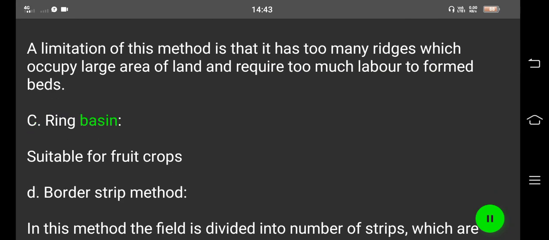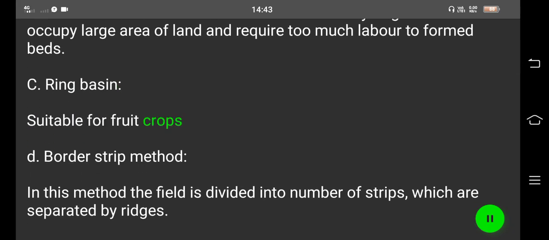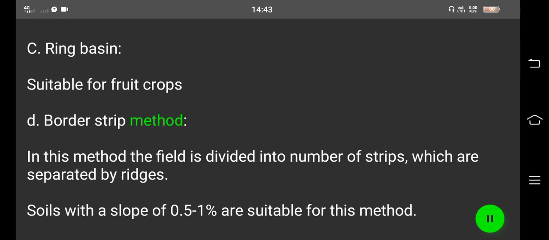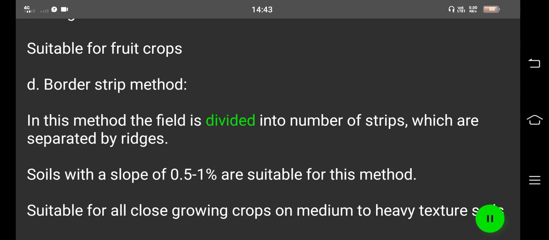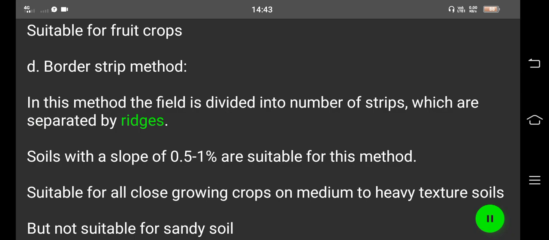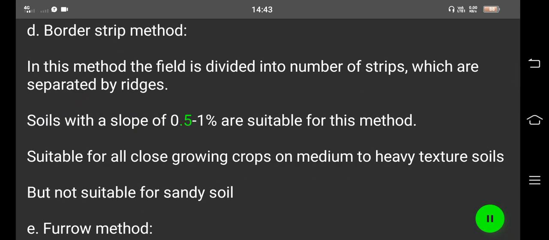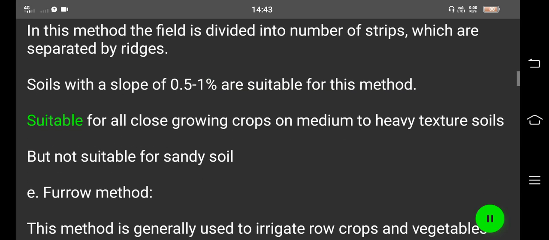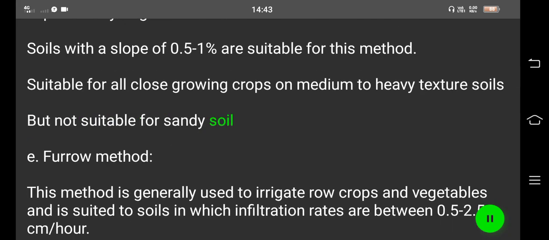C. Ring basin. Suitable for fruit crops. D. Border strip method. In this method the field is divided into a number of strips, which are separated by ridges. Soils with a slope of 0.5-1% are suitable for this method. Suitable for all close growing crops on medium to heavy texture soils, but not suitable for sandy soil.